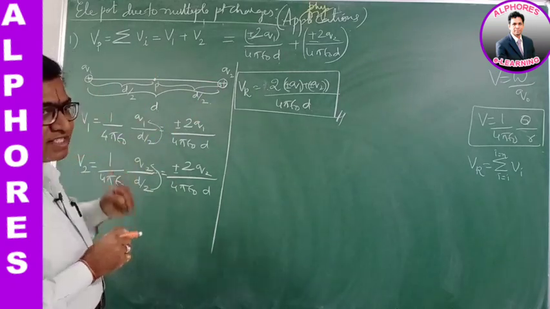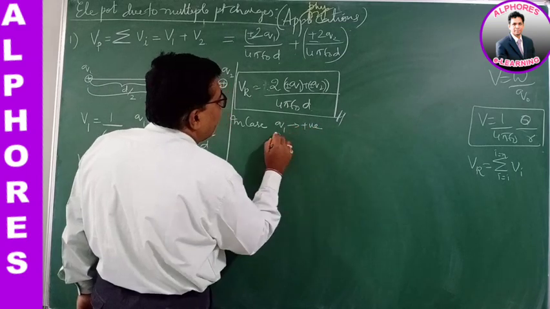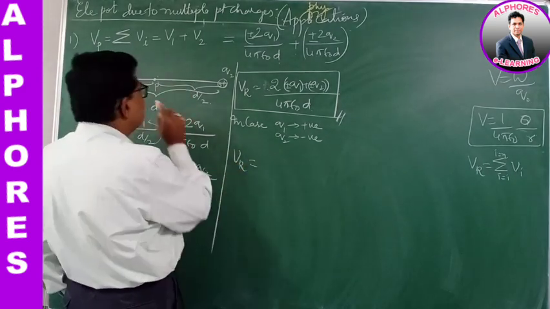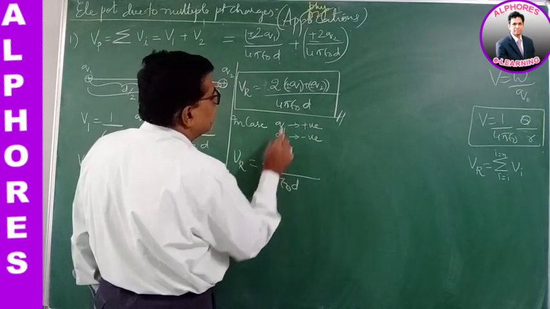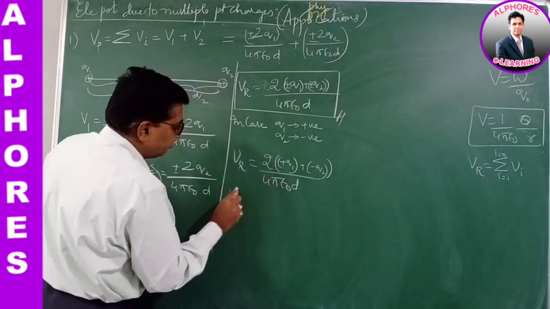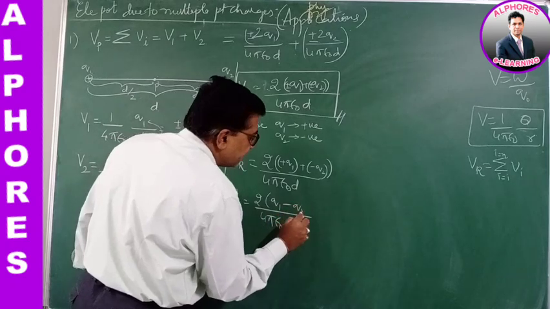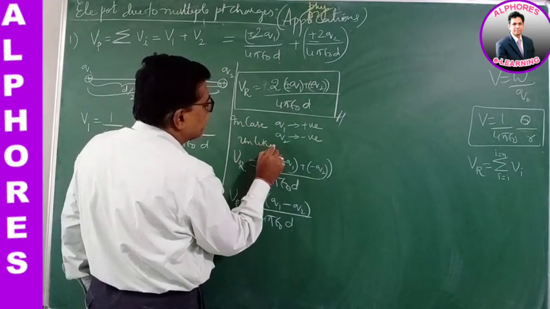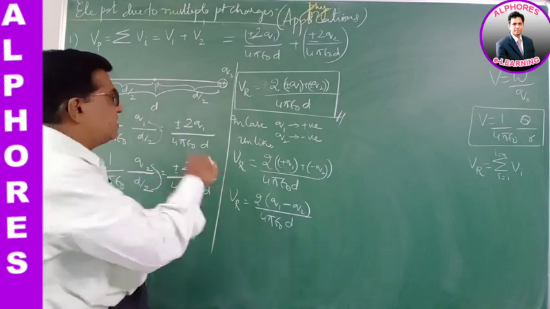Now if both are unlike charges, in the sense, if in case Q1 is positive and Q2 is negative, then the resultant potential at this point will be 1 by 4 pi epsilon naught d, no change, right? So 2 also remains. Q1 is positive, plus Q1, but Q2 is negative, minus Q2. Then you get it as 2 by 4 pi epsilon naught d, Q1 minus Q2. Correct? So this way you can find the answer if Q1 and Q2 are unlike charges, as opposed to both like, both plus or both minus.